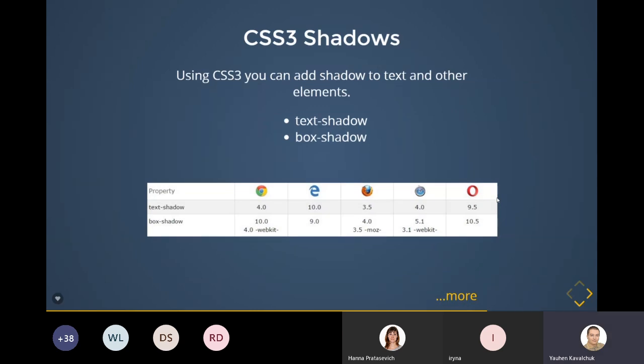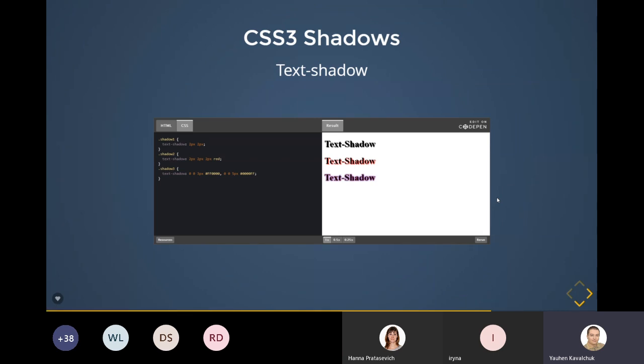Shadow. Again, 2 types of shadow. Shadow for text and shadow for box. Here is the example of text shadow. We add the property text shadow. We add information about moving the shadow to the right, then to the top. And in the end, information about the color. We can add multiple shadows for an element. In this case, we have a purple and a red shadow. So 2 shadows for text.